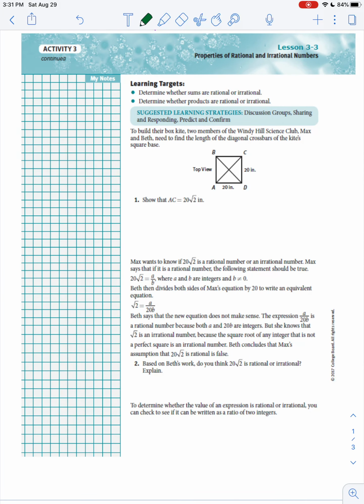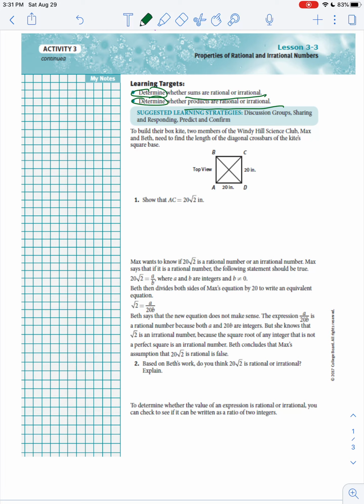Welcome to lesson 3-3. The third and final lesson in activity 3 is called properties of rational and irrational numbers. What we want to do today is be able to determine whether sums are rational or irrational and determine whether products are rational or irrational. So we'll do a little problem to start, and then we'll talk about how we're going to determine whether sums or products are going to be rational or irrational.